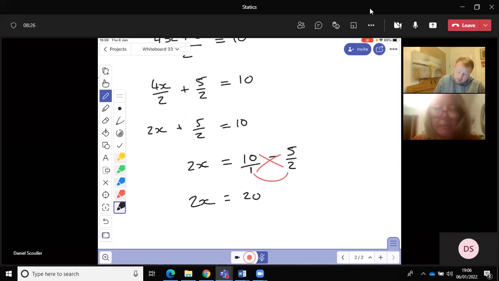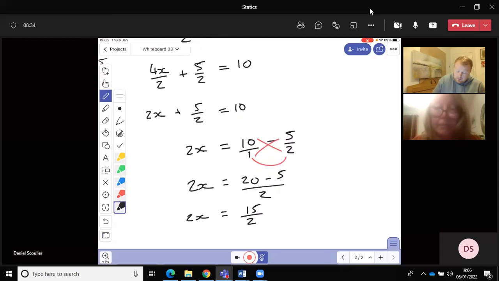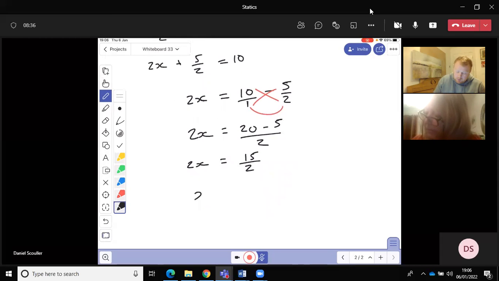20 minus 5 over 2. x equals 15 over 2. And again, you can just move that 2 straight over, and it would be 15 divided by 4, or 15 divided by 2 times 2. Or you can write it out like that.